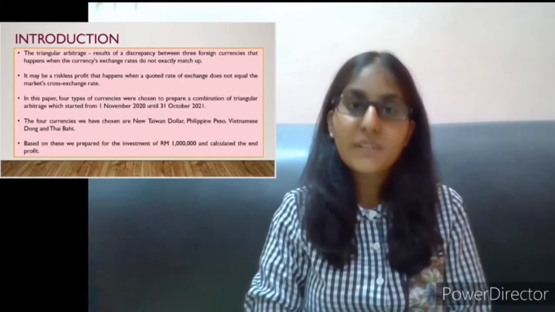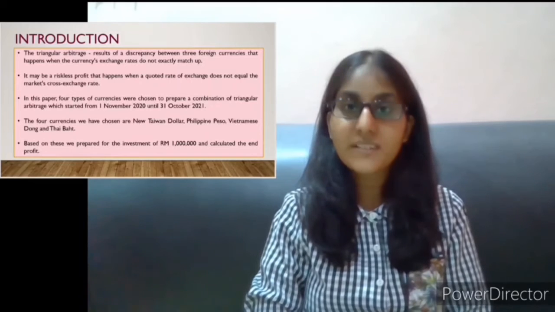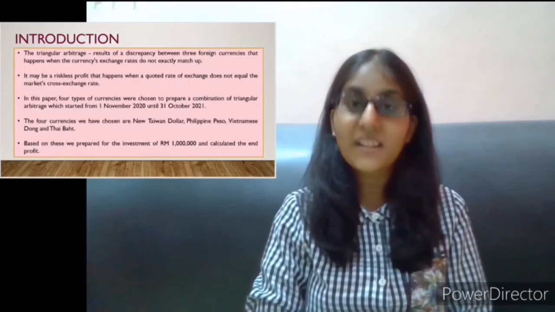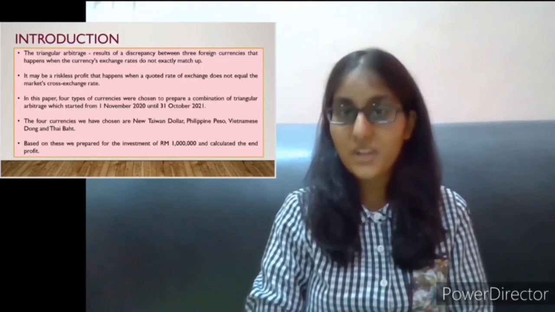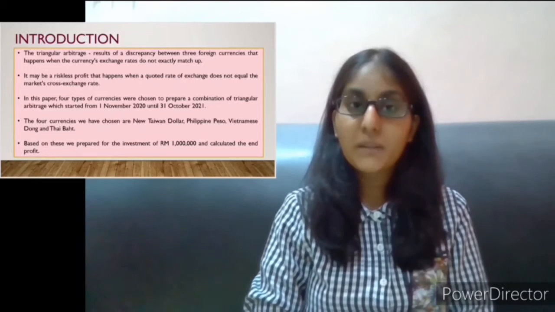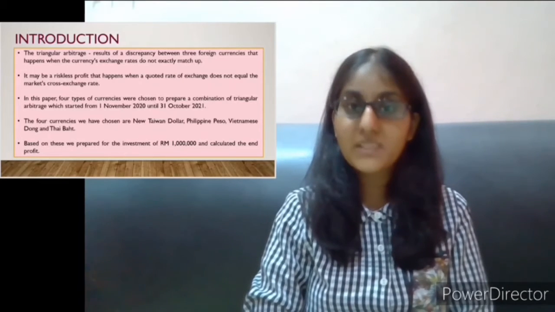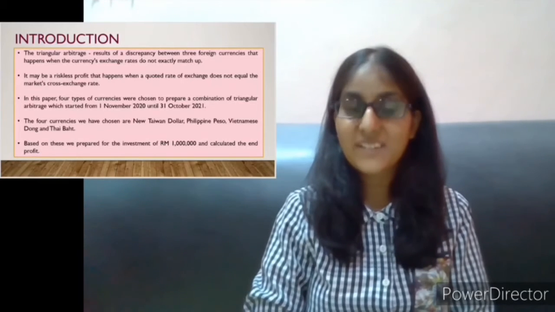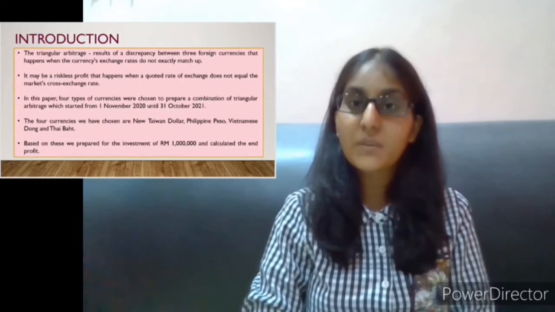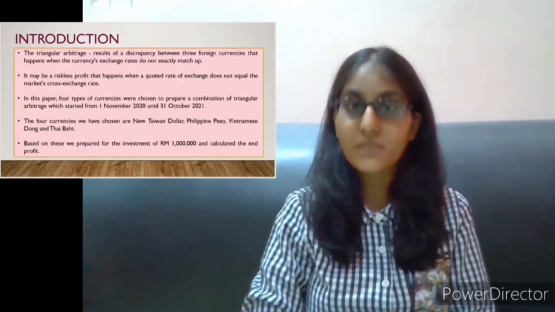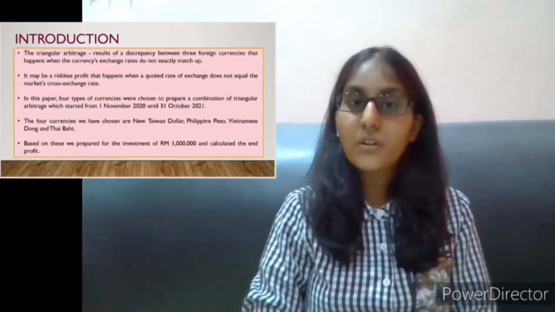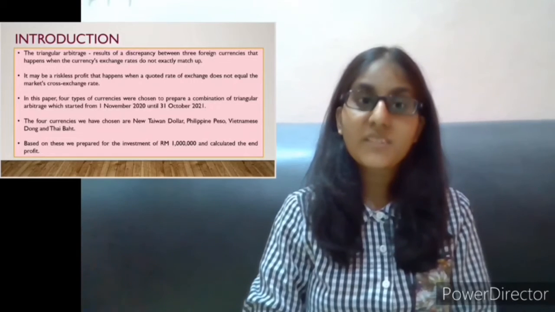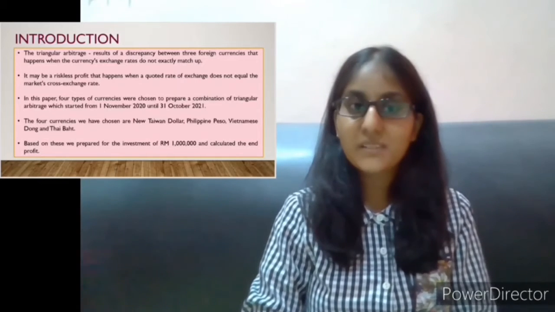So triangular arbitrage is the result of a discrepancy between three foreign currencies that happens when the currencies' exchange rates do not exactly match up. This sort of arbitrage may be a riskless profit that happens when a quoted rate of exchange does not equal the market's cross-exchange rate. Price differences between exchange rates are only fractions of a cent, and for this type of arbitrage to be profitable, a trader must trade an outsized amount of capital.